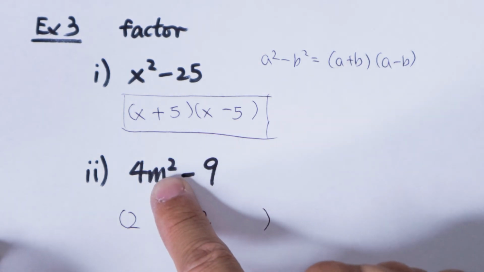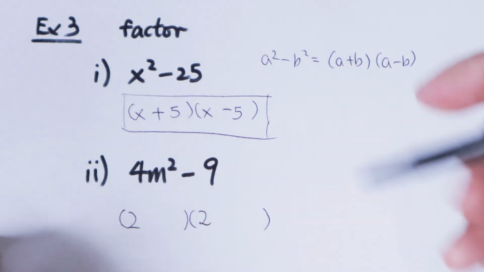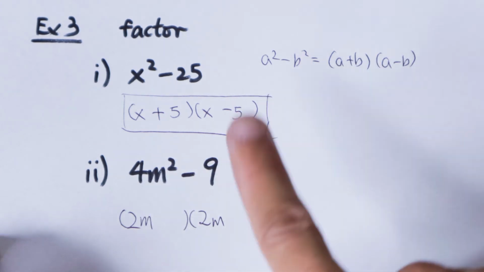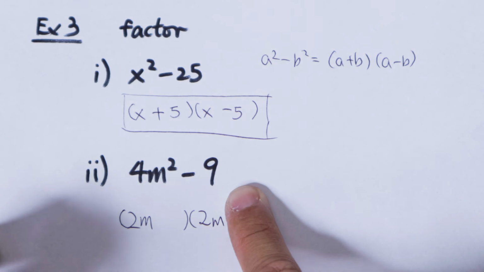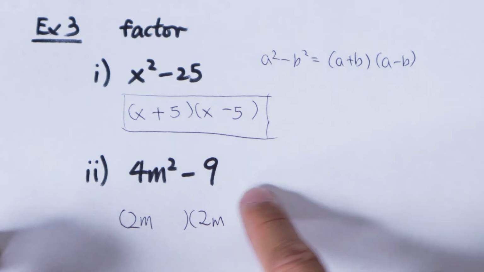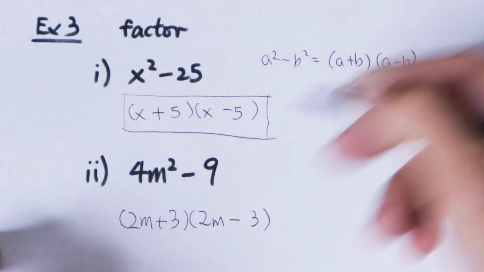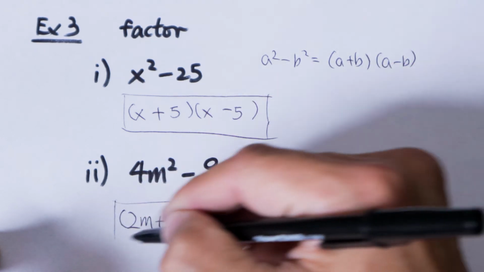Since we have two m's here, we're going to split the two m's into each parentheses. So one m here and one m here. The 9, we're going to find two numbers that multiply to get 9, and they have to be the same. So it's going to be 3 and 3. So 1 plus, 1 minus, and then boom, that's your final answer.